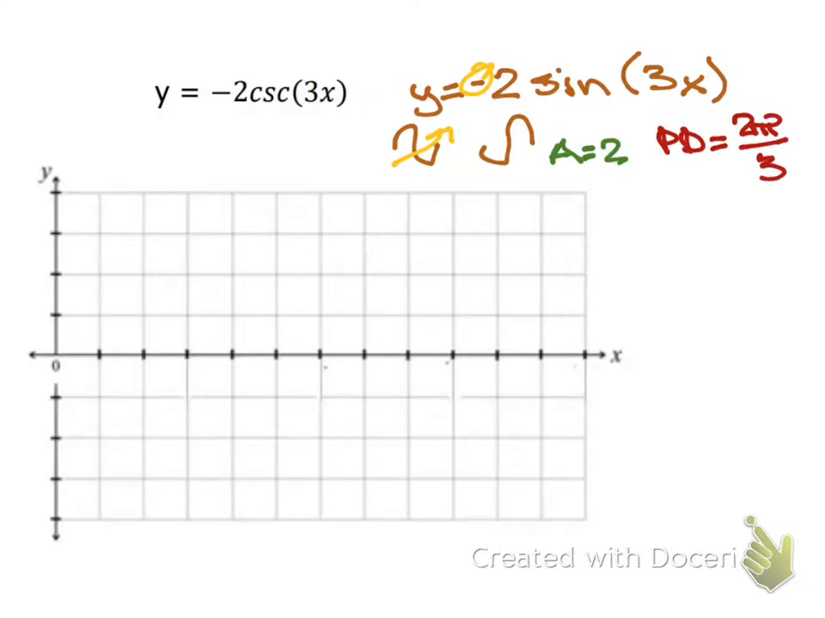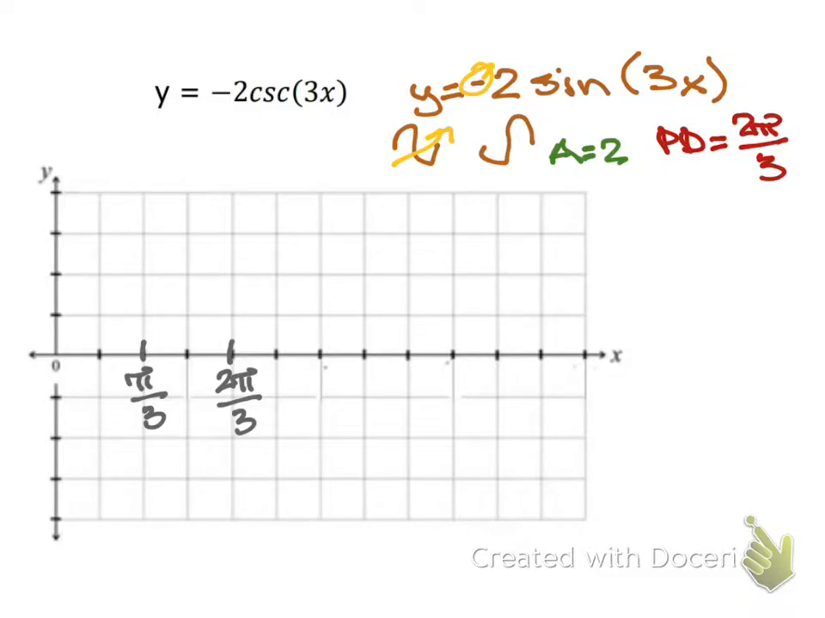Next, I want to think about my scale. I would suggest we use 2 boxes as pi over 3. Therefore, 4 boxes would be 2 pi over 3. You could make 3 boxes pi over 3 or whatever you wanted to do.